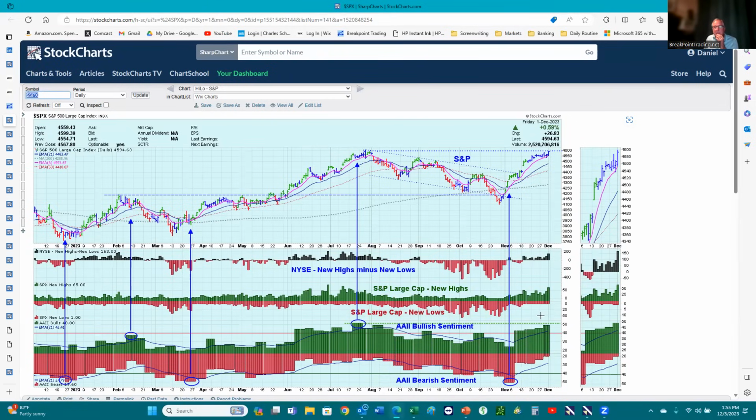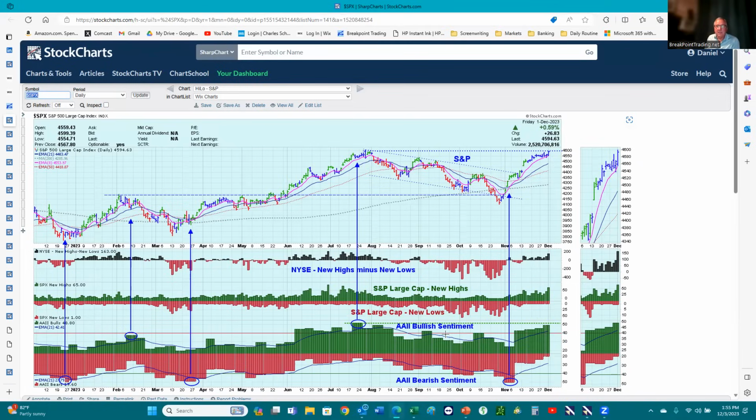And you can see that new highs are dramatically higher. Up here is the New York Stock Exchange, same thing, new highs minus new lows. It's black finally, and it's been black for three weeks now. So as we're heading higher, this is what it should look like. There are a lot more highs than there are lows.